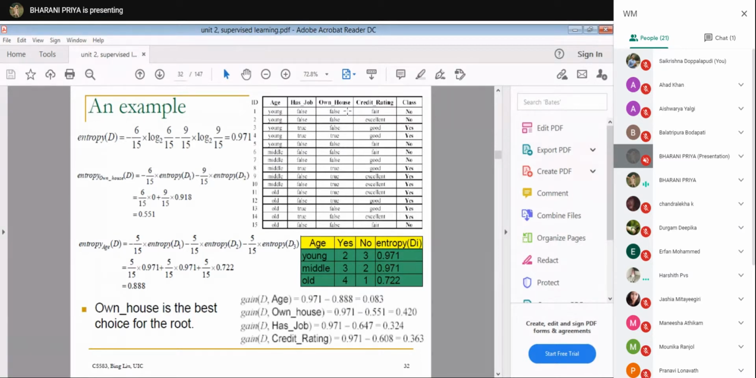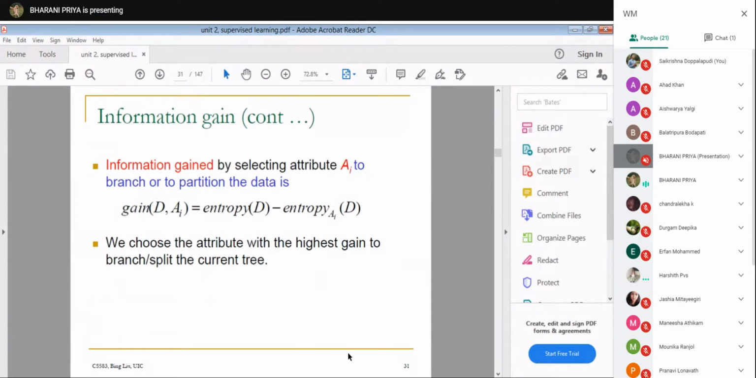Look at the attributes here: age, has job, own house, credit rating. For all the four you need to calculate. I have explained only the age attribute here, but above I have calculated for own house also. You need to calculate for all the four and then calculate the gain by subtracting the entropy of attributes from the entropy of D.